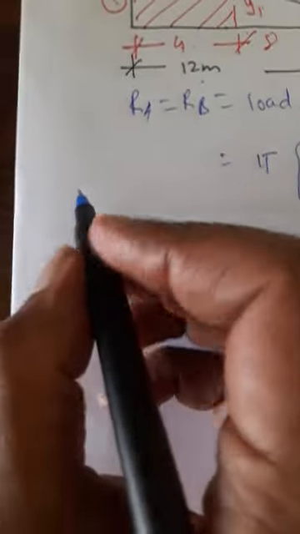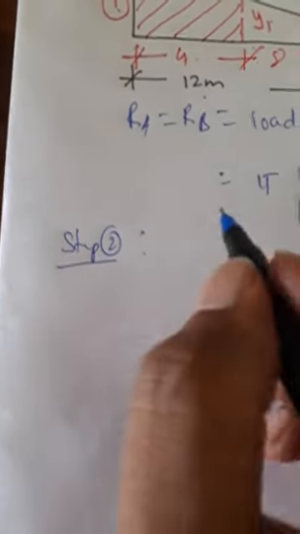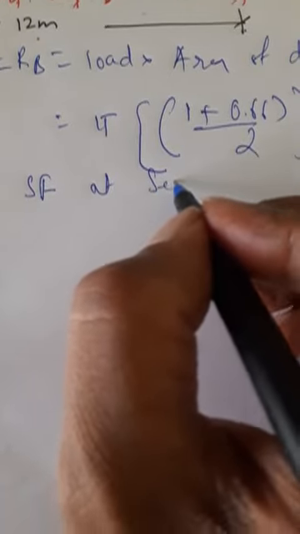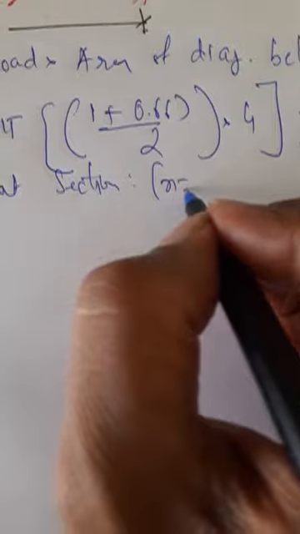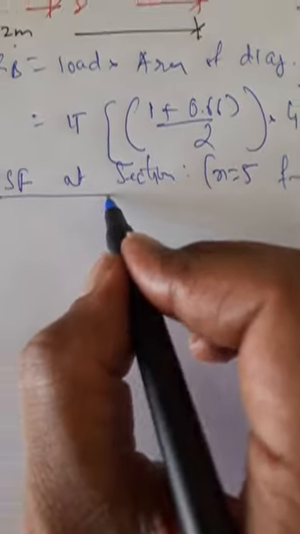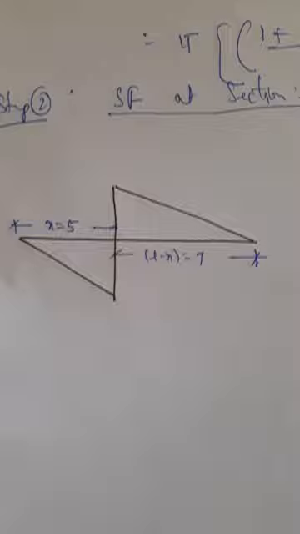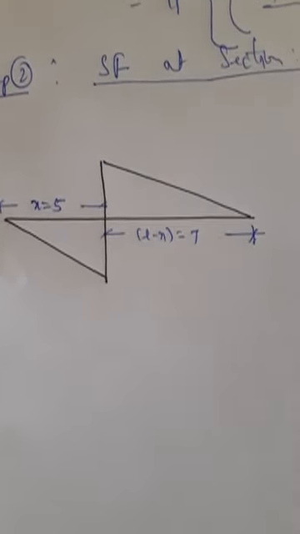Next, step 2. Shear force at section x is equal to 5 from point A. I have to calculate the shear force at section x is equal to 5 from A. Now first let us draw the standard diagram. So this is the standard diagram for shear force.